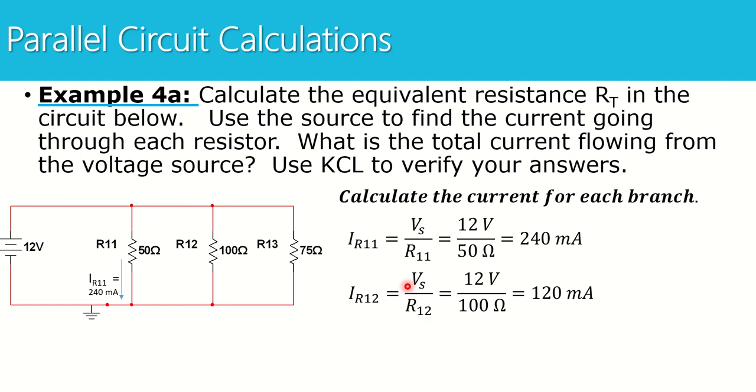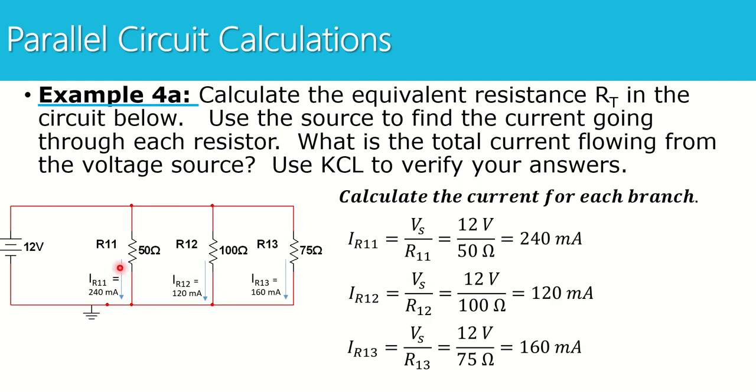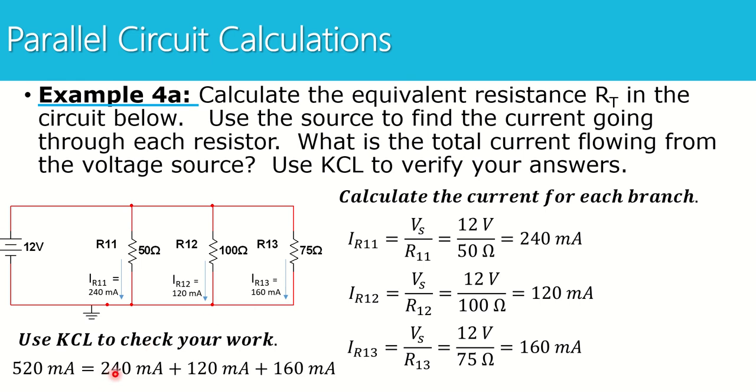I can do the same thing for R12 and R13. And now I know how much current goes through this branch, and this branch, using the fact that these are parallel with each other, as well as the source, and applying Ohm's law. Now I can use KCL to check my work, because remember we said that the current going in has to equal the current coming out. And if I add up 240 plus 120 plus 160, my 3 currents coming out should equal what went in.